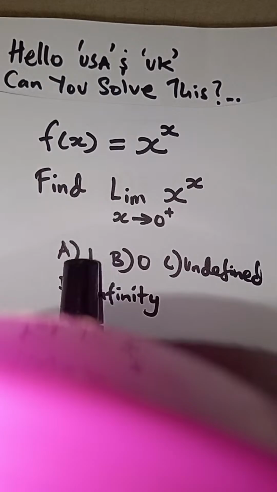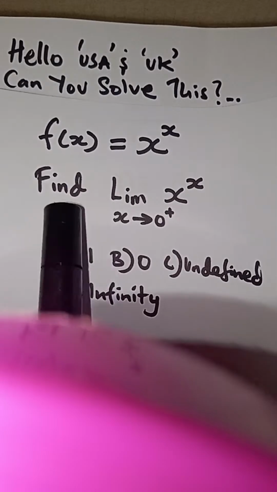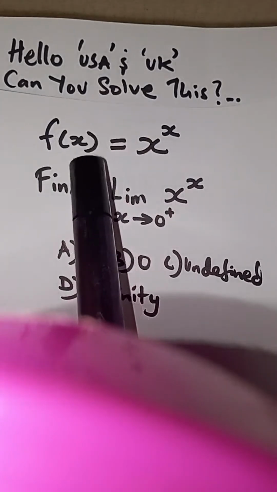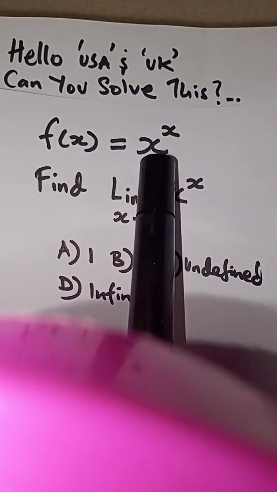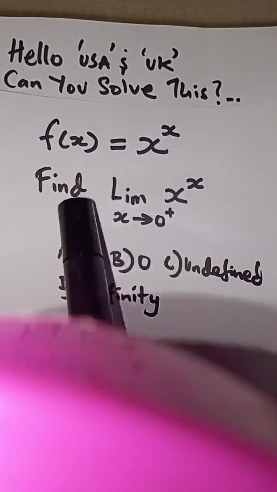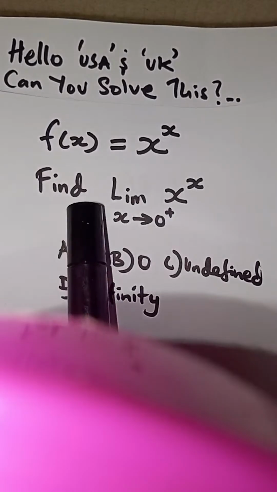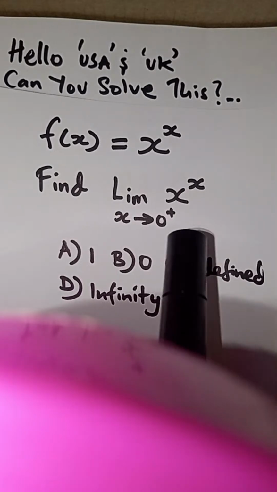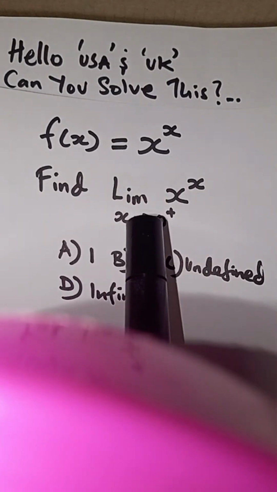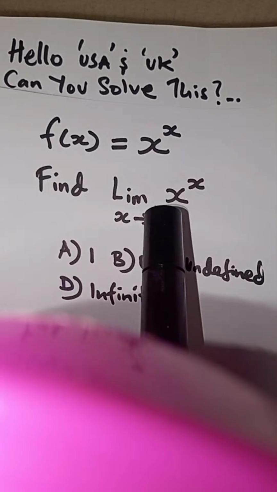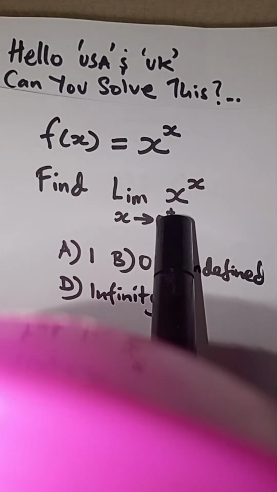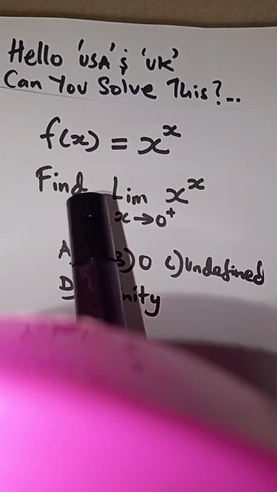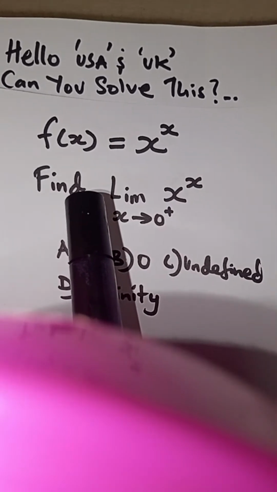So for this, we are just asked that we have a function of x. If f of x is equal to x to the power x, then you're asked to find the limit as x goes towards 0 on the positive side for x raised to the power x. So this is a very brain-teasing question.